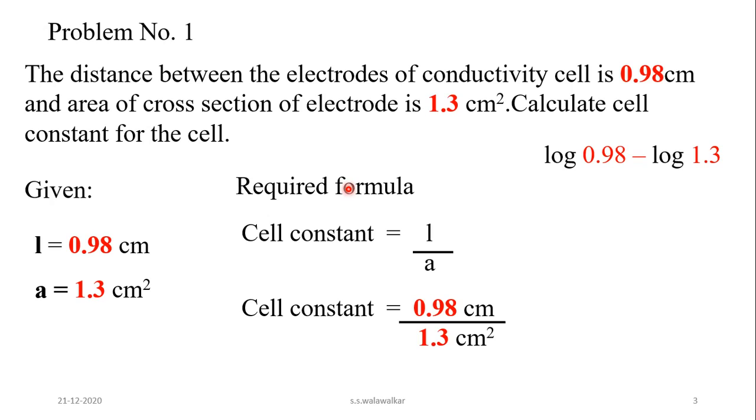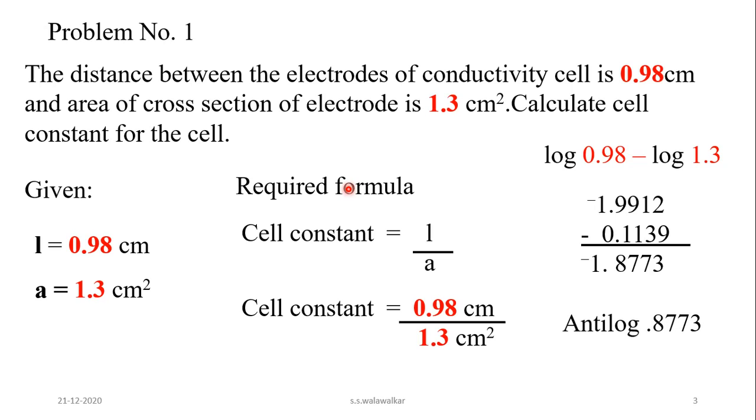If you solve this by log, then log of 0.98 minus log of 1.3. Log of 0.98 is bar 1.9912, and log of 1.3 is 0.1139. If you subtract this, you will get bar 1.8773. Antilog of 0.8773 is 7539. Characteristic is bar 1, so you have to put the decimal point before 7, so 0.7539. So the answer is cell constant is 0.7539 centimeter inverse. The unit of cell constant is centimeter inverse. Such a type of problem may be asked in a short answer type question or in MCQ, so remember this formula.